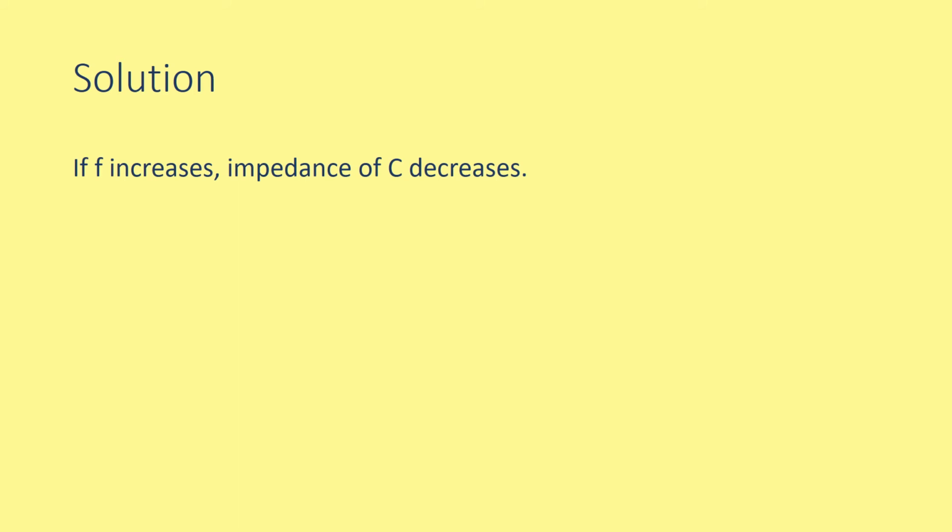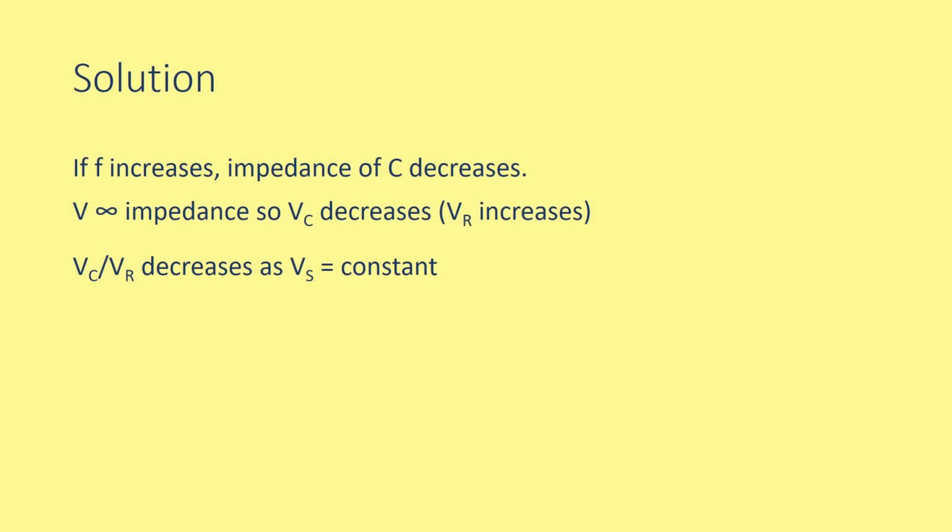Well, if the frequency increases, the impedance of the capacitor decreases. The impedance of the capacitor, remember, is the opposition to the current. So we can almost think of it as like the resistance of the capacitor. And we know if the resistance of an element decreases, then the potential across it is going to decrease as well. So voltage is proportional to the impedance, so the voltage across the capacitor decreases, which means the voltage across the resistor increases. Therefore, the ratio between VC and VS is also going to decrease as the supply voltage is constant.